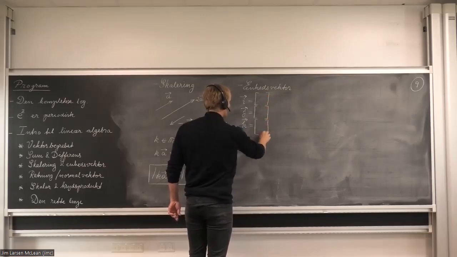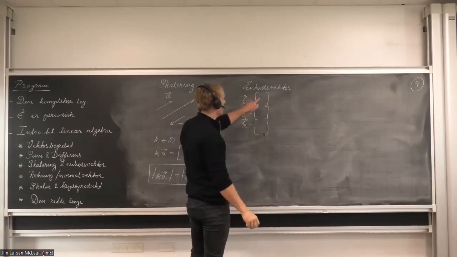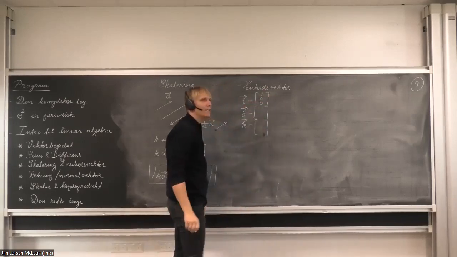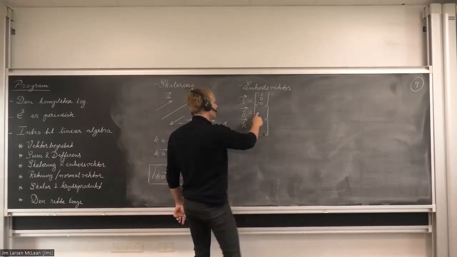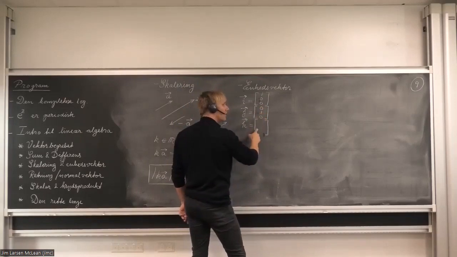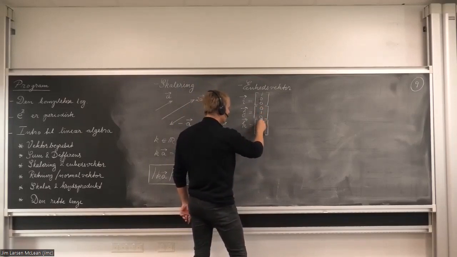The one called i moves purely in the x direction, so it's called 1 over 0 over 0. And then it doesn't move in either the y or z. And j moves purely in the y-axis direction, so it's called 0 over 1 over 0. And k moves purely in the z-axis direction, so it's called 0 over 0 over 1.